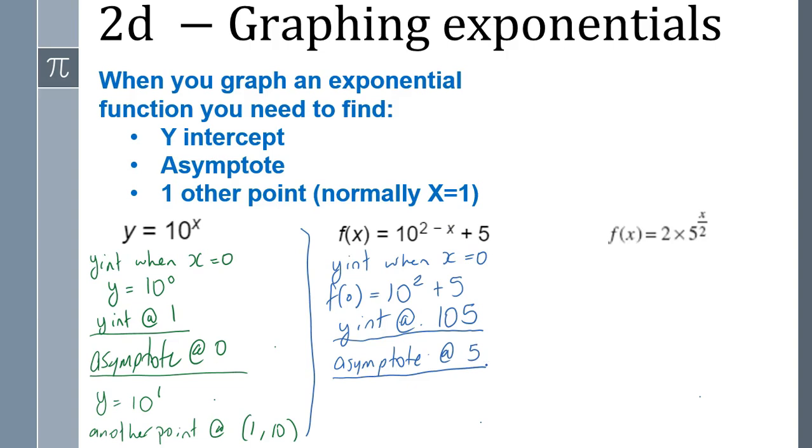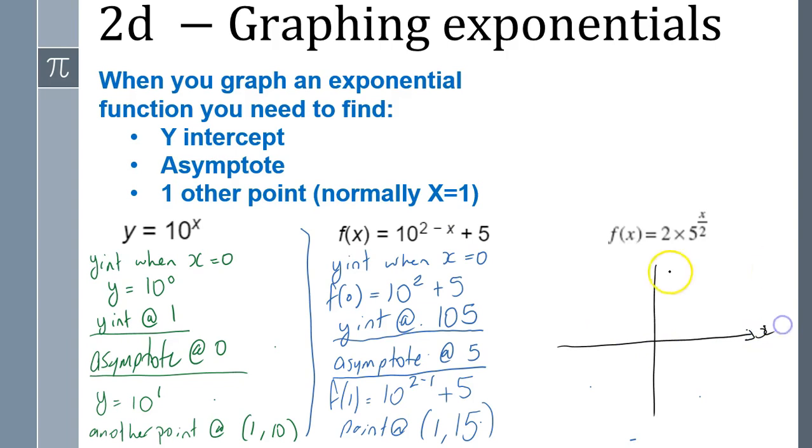Okay, so we've got 2 things. Now we've got to find one other point, and this is the point that tells us where the graph is going. So we're going to make x equal 1. 10 to the power of 2 take 1 plus 5. So the point is going to be at 1 comma something. 2 take 1 is 1, which is 10, plus 5 is 15. Okay, this is where most people will start to freak out. But the trick is, as long as you've got a horizontal asymptote, you're okay. So let's try it.